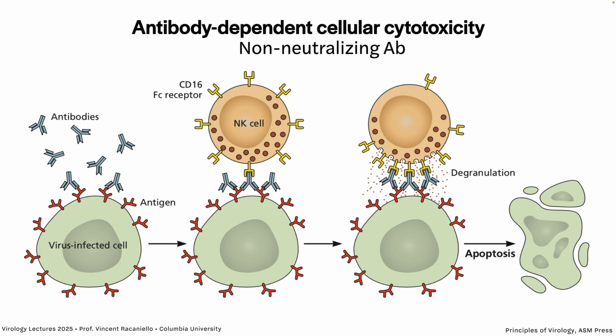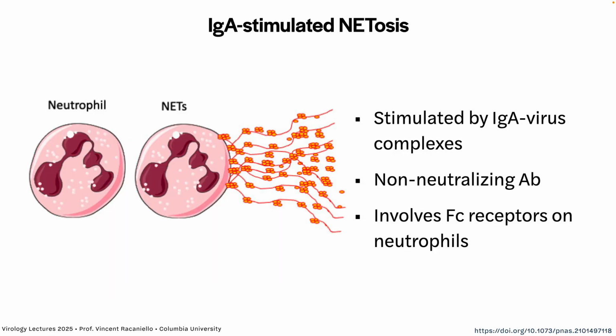And finally, we have a neat one called netosis, stimulated by IgA. What has been observed here is that neutrophils, when they encounter complexes of IgA bound to virus, and these don't have to be neutralizing, again, IgA virus complexes, do so via Fc receptors. It shoots out its DNA. So the DNA comes out of the nucleus and makes these nets which trap virus particles.